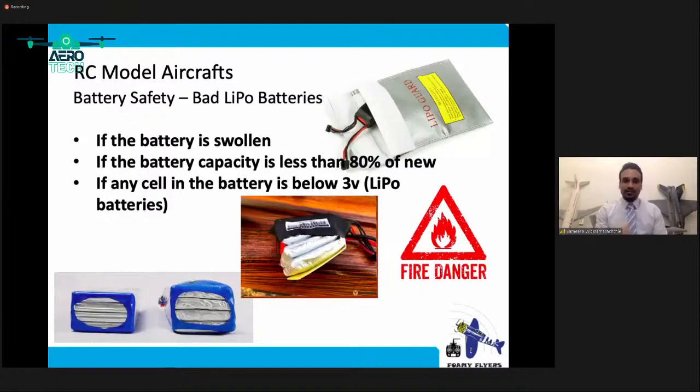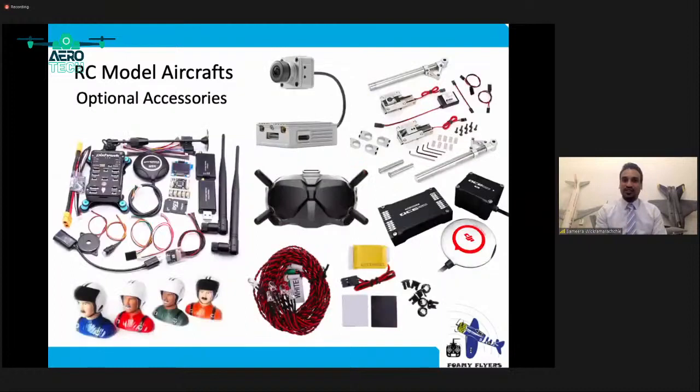Right. Let's talk about model aircraft optional accessories.